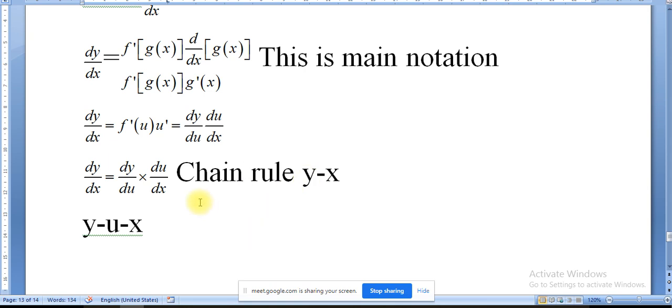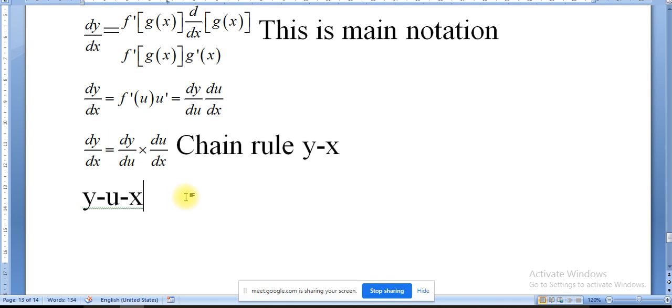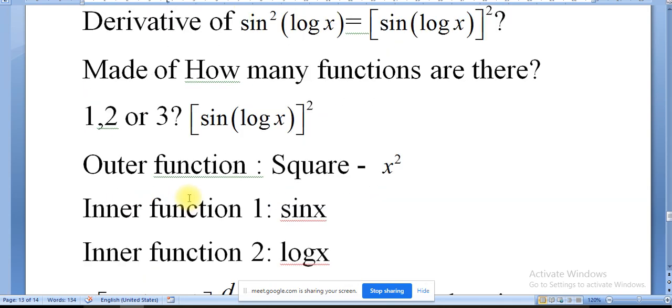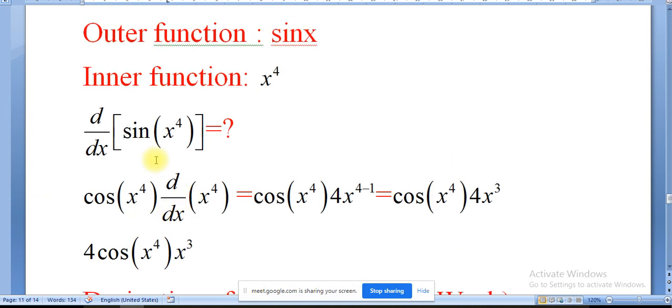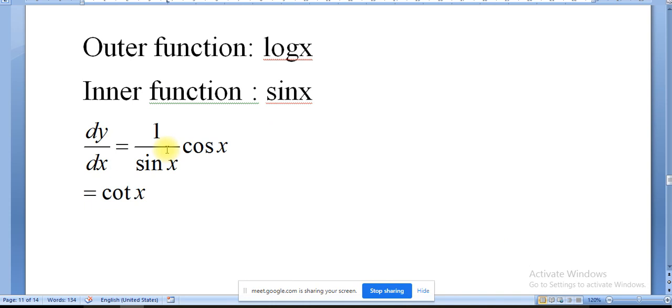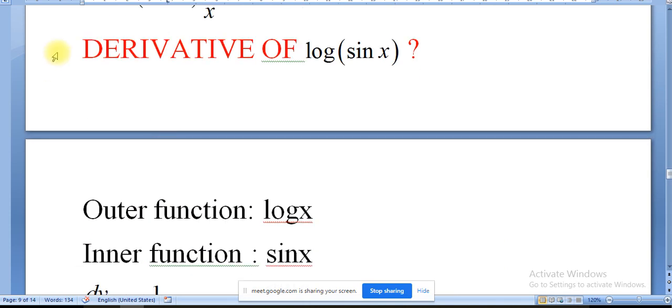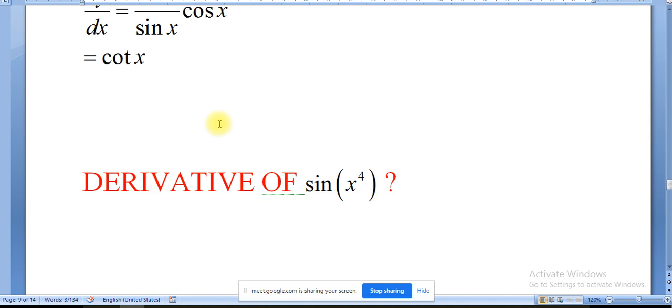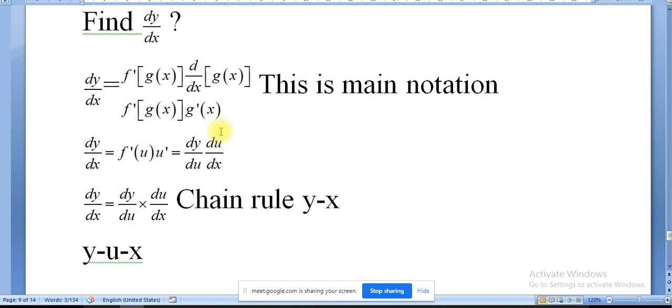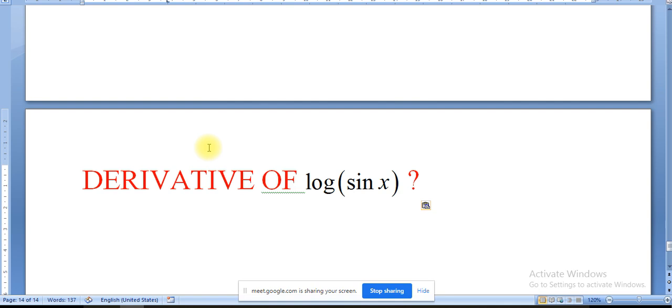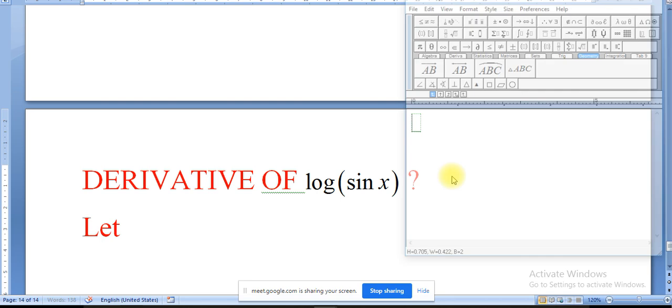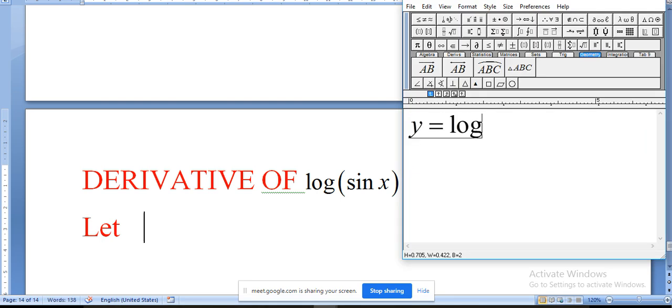Okay, now we shall use these notations and find out the derivative of any composite function. Let's take some example. Going back to the previous sum, I can take the same example. Let's do this sum by using these dy by du notations. Let me consider y is equal to log of sin x.